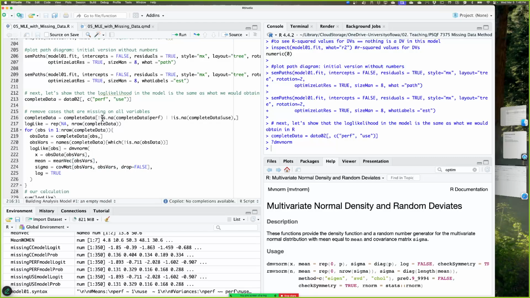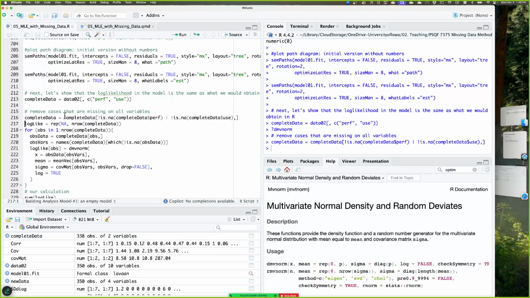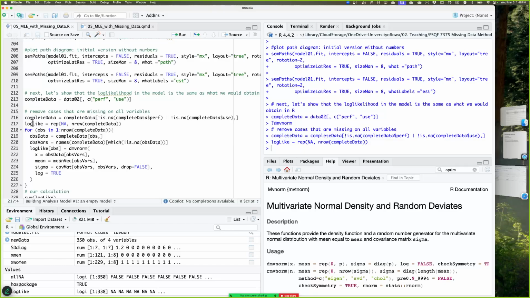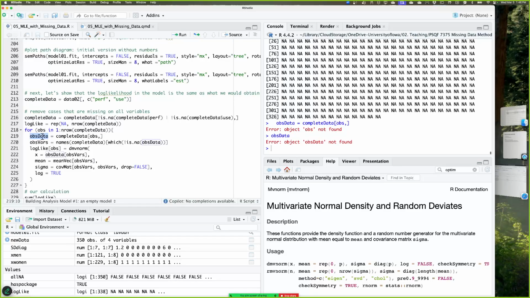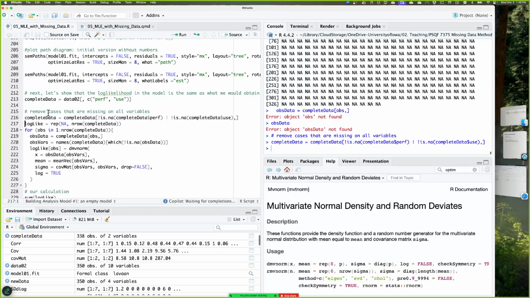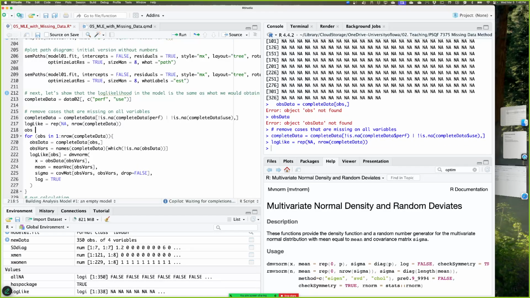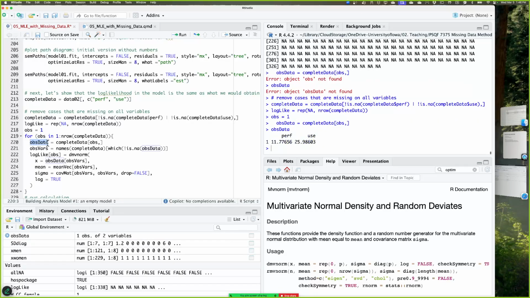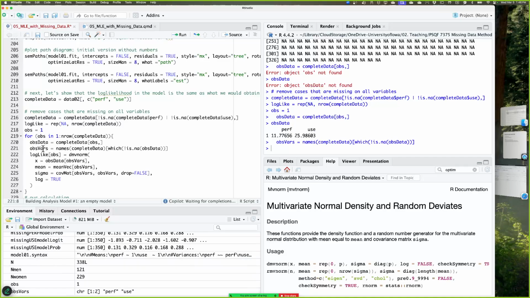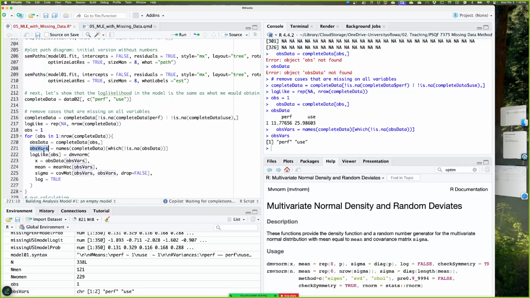And so here, I'm only taking the complete data. I'm starting with a placeholder for log likelihood for each person, and I wanted to walk down and grab each person's data. I do obs equals 1. I have the first person's data right here, two values. These are the variables that they gave me.